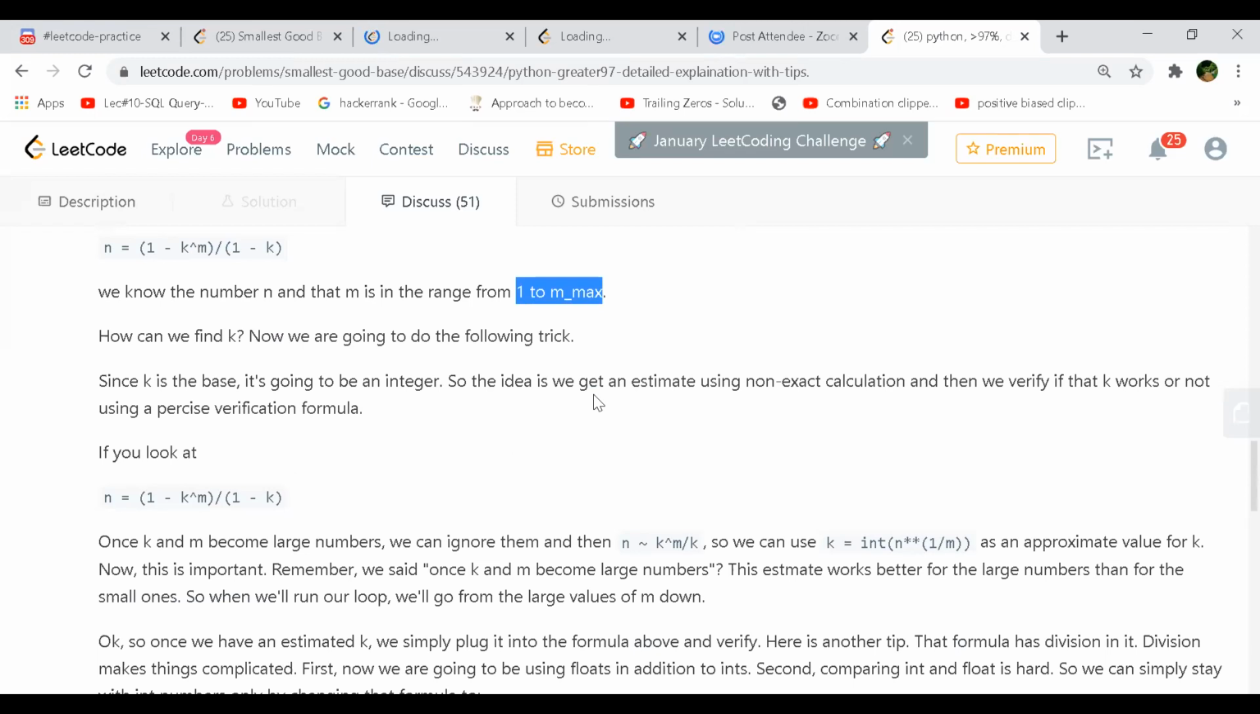So the idea is that we can estimate using a non-exact calculation, and then we can verify, like a simulation, right? You take values from 1 to whatever your max m can be, and we know that k will always be an integer. So you substitute and find which value satisfies this equation, right? Okay. So actually, this is slightly different. I am trying to understand this.